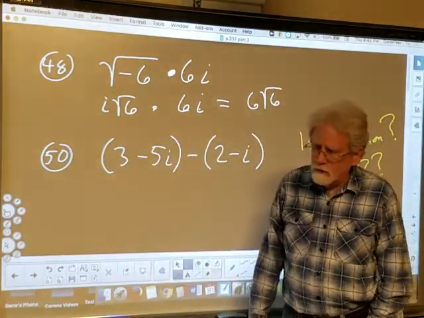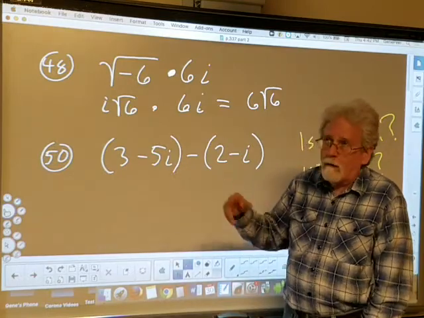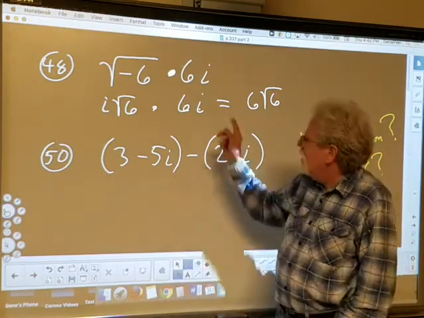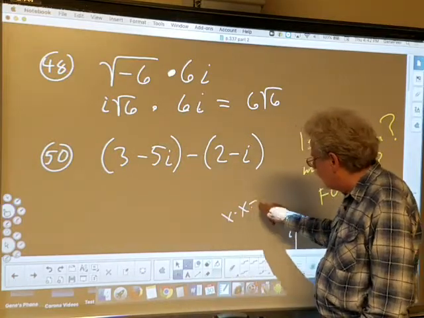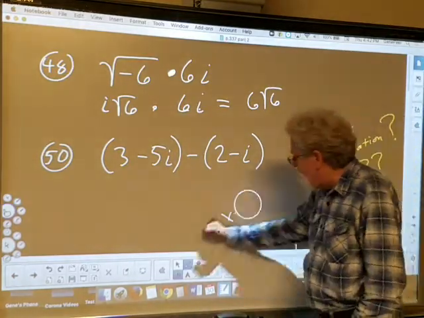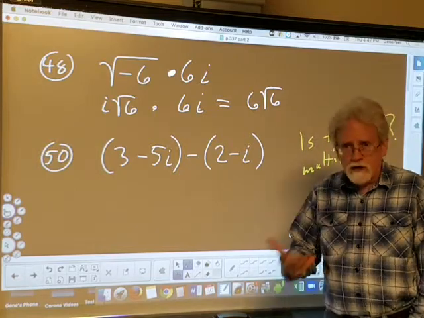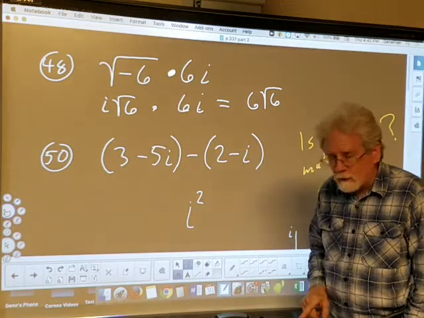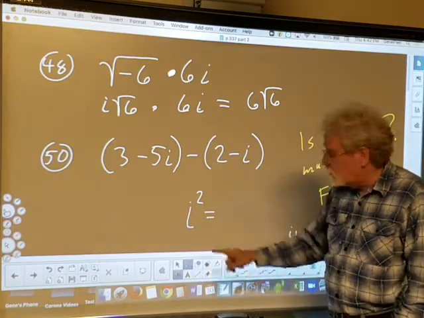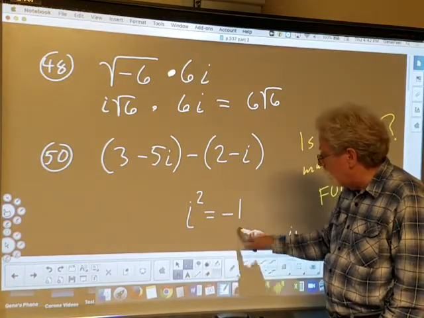Too many students on the test neglect that. They just kind of say, oh, it's just i. No, it's not. i times i is not i. Is x times x equal to x? No. Is i times i equal to i? No. What is i times i? It's i squared. But what is i squared? By definition, i squared is negative 1.